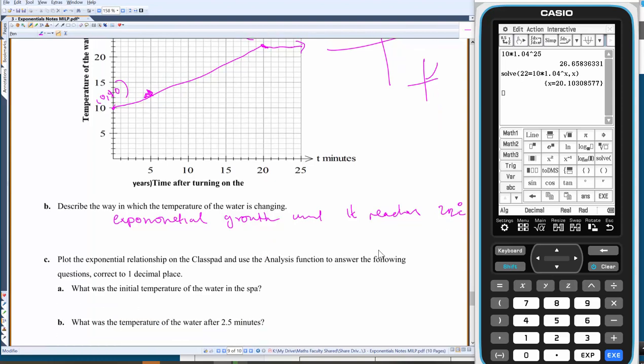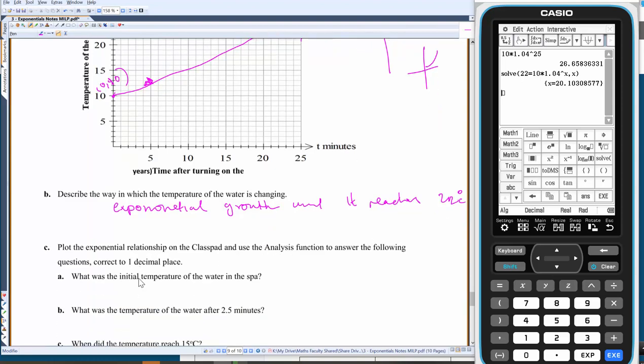So we've plotted it and answer the following questions to one decimal place. What's the initial temperature? We already know that. That's 10 degrees Celsius. Temperature after 2.5 minutes. Chuck that into your calculator. So we're going to go times 2.5. And it says to one decimal place. So 11.0 degrees Celsius.